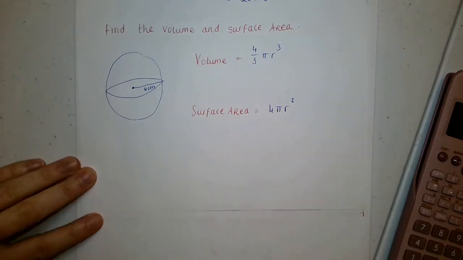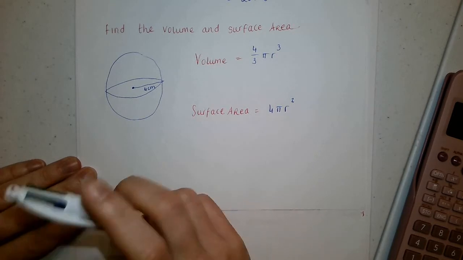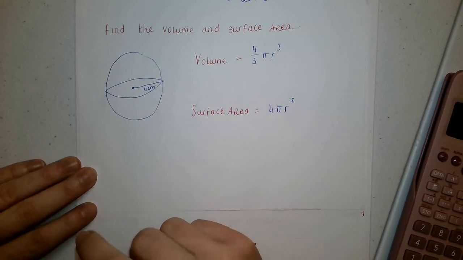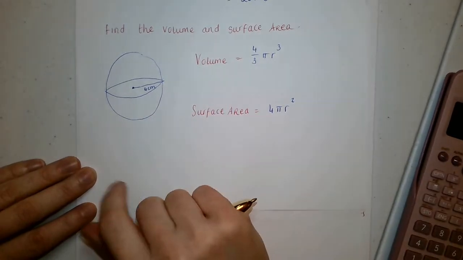In this video we're going to look at finding the volume and surface area of a sphere and a hemisphere. A sphere is sort of like a ball shape and a hemisphere is half of a sphere. Okay, so to start off we're going to find the volume of this sphere.